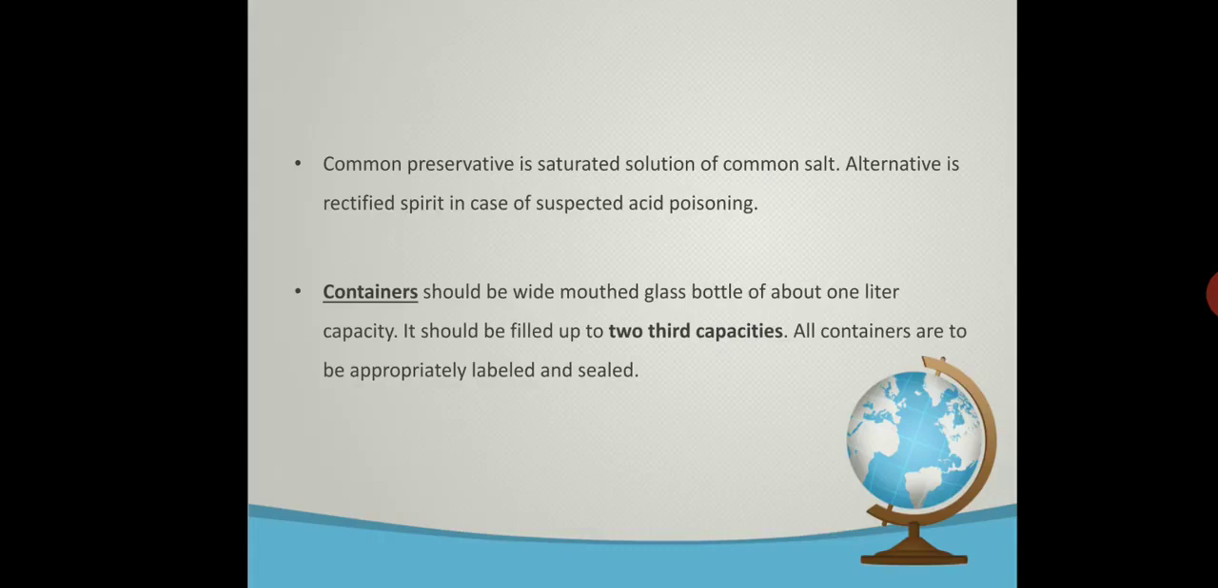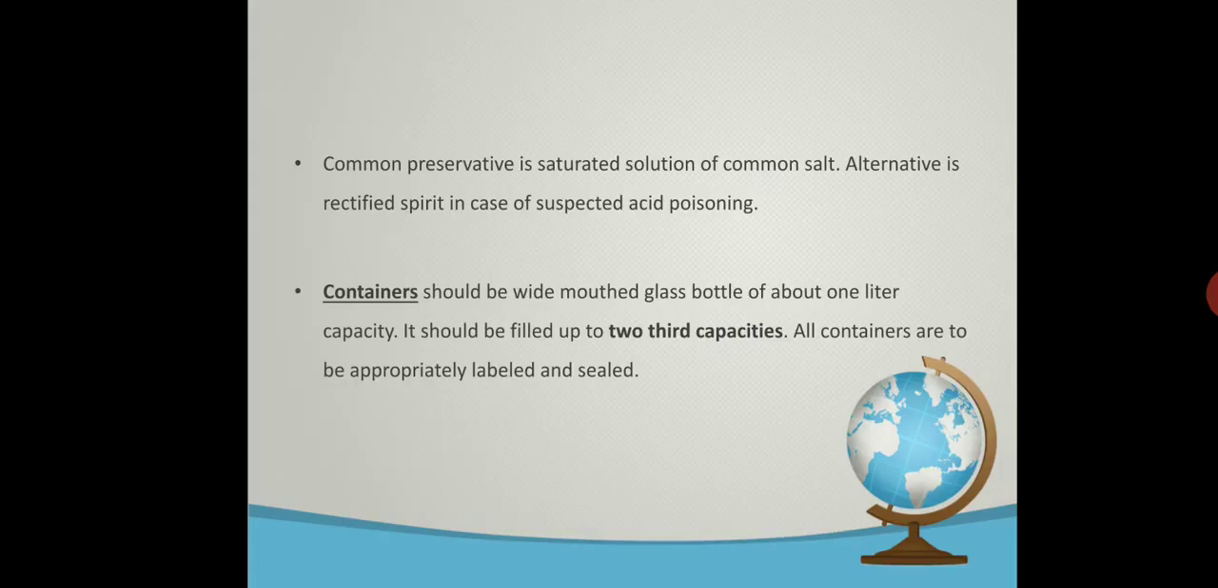And the second thing to keep in mind: if you collect the viscera and the sample is sent for chemical analysis, then the characteristic of the container is a wide-mouthed glass bottle of about 1 liter capacity. You should fill it up to 2/3 capacity. All the containers are appropriately labeled and sealed.